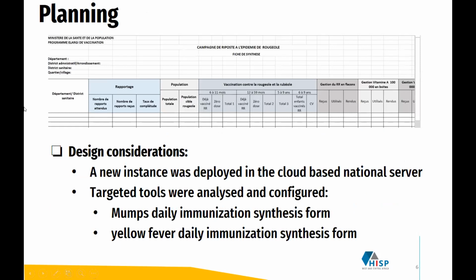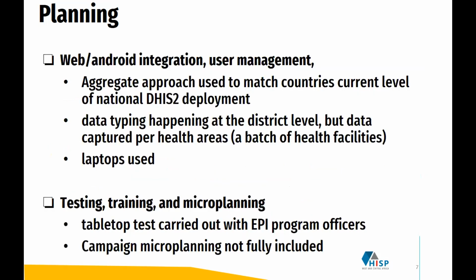So this is a snapshot of the form that you use, and we have configured in the DHIS2 two forms, one for the daily synthesis on not mumps, but measles, and another one for the yellow fever. In terms of planning, we had used an aggregate approach, and we have matched that with the national deployment of DHIS2 at that moment, because the DHIS2 was not deployed at the facility level that time.